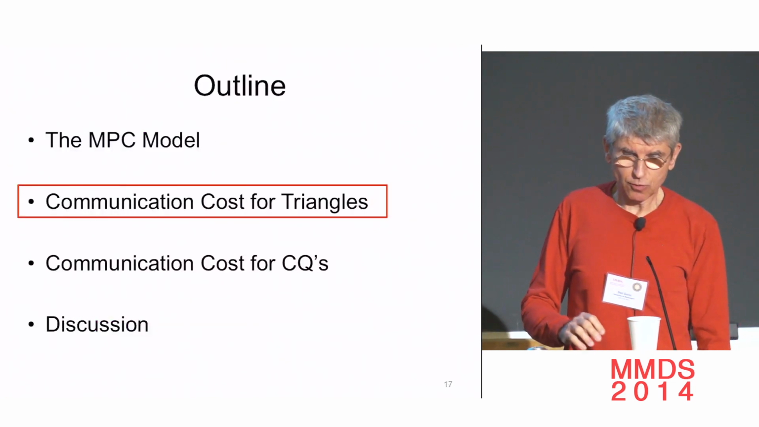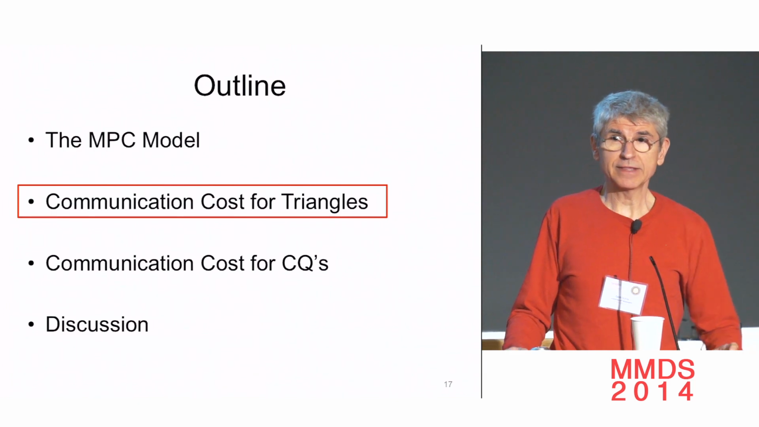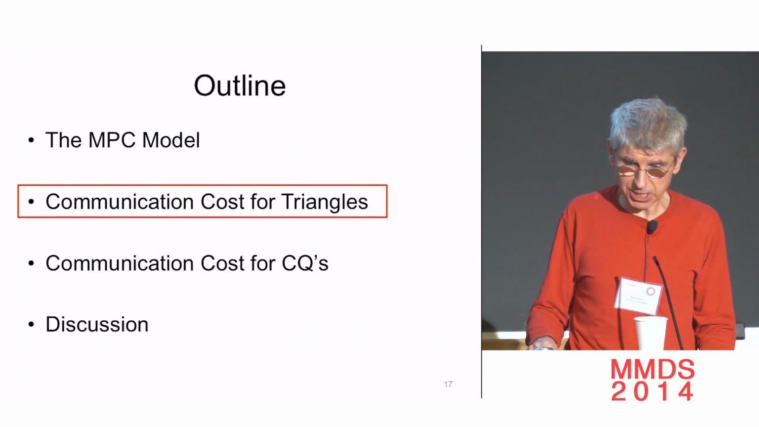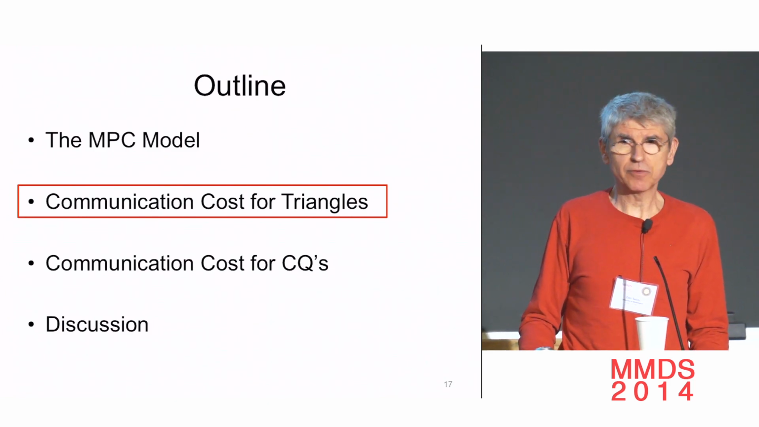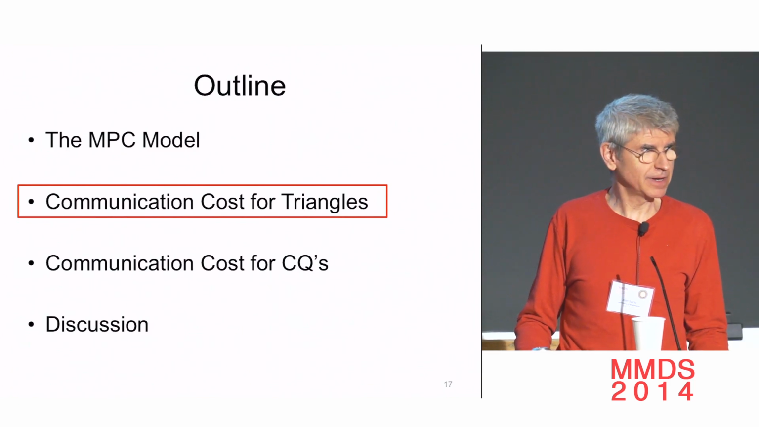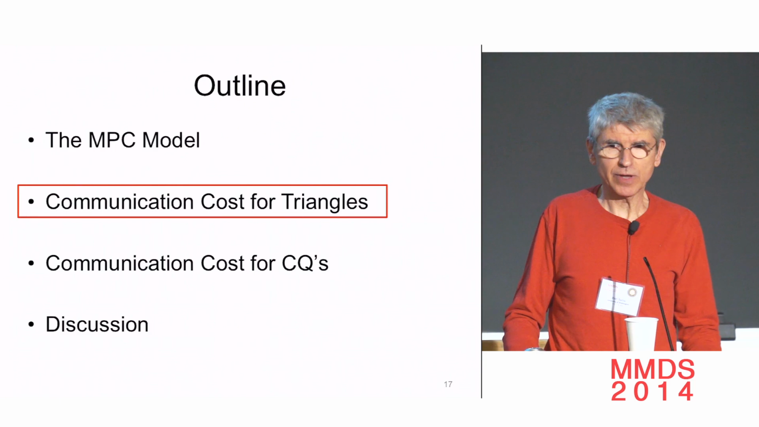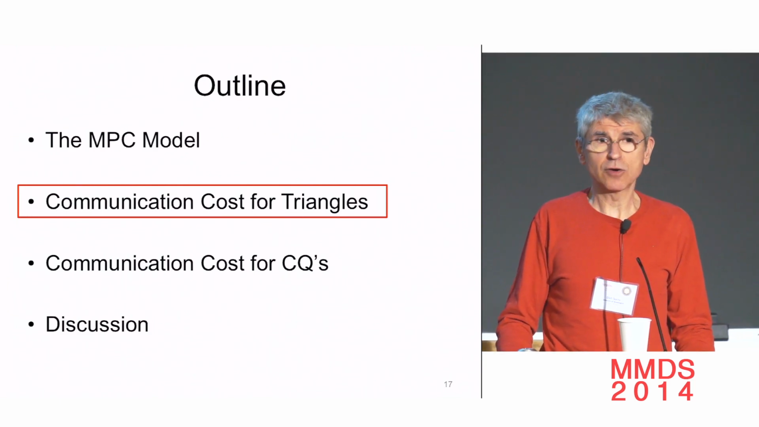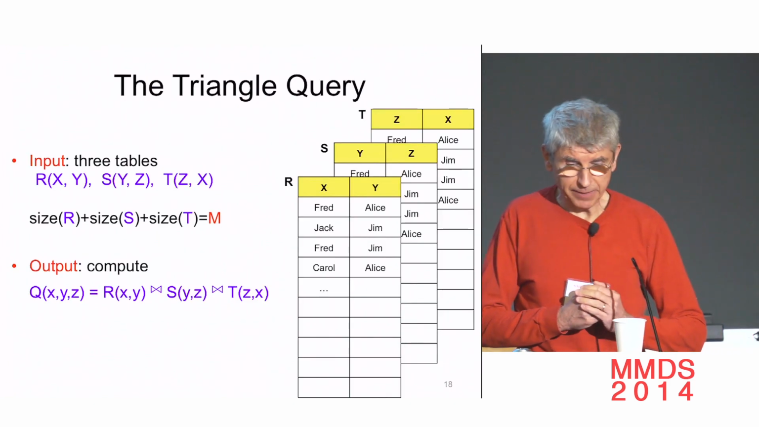Good. So let me start with the first example of how to analyze the communication cost for a query that is a favorite for people who implement massively distributed query processing engines, which is computing all triangles in a data set. So here is the query.